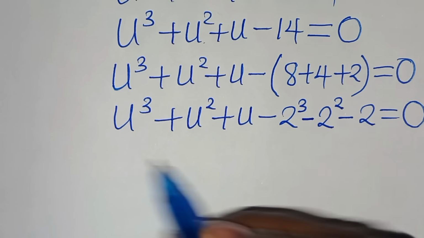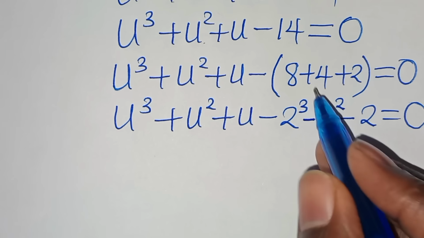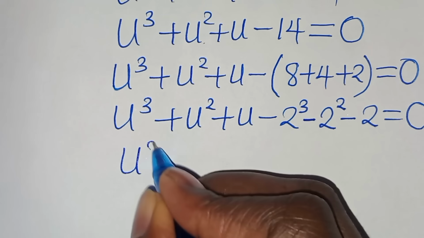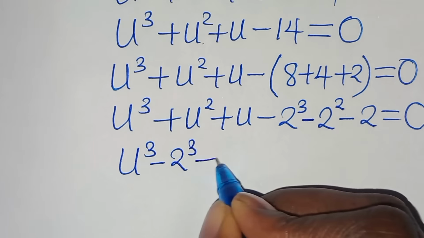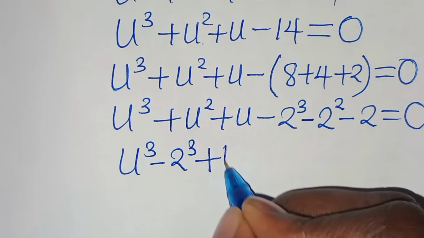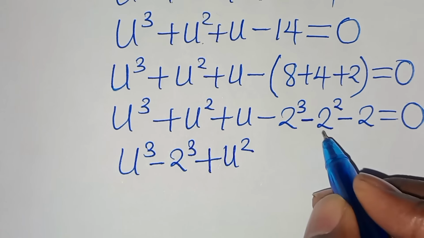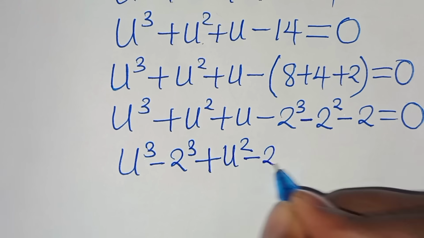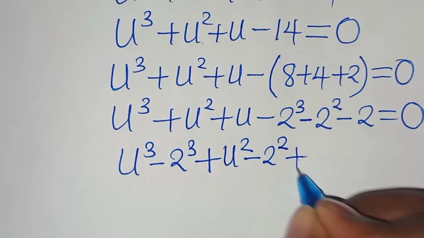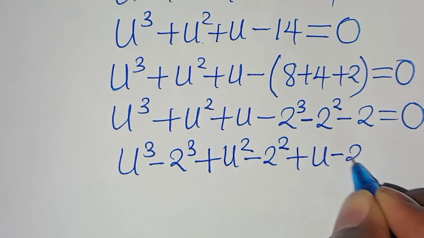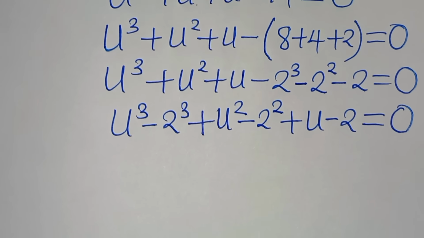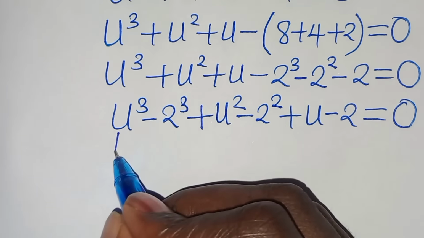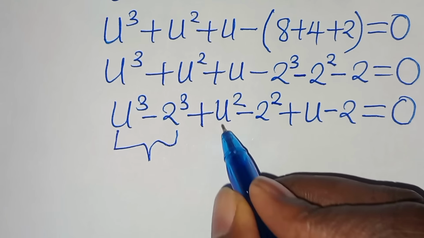The next step is that we have u to the power of 3 and 2 to the power of 3. So we have u to the power of 3, subtract 2 to the power of 3, then plus u to the power of 2, and we have 2 to the power of 2, so subtract 2 to the power of 2, then plus u minus 2. This is equal to 0. So now we have three parts here.